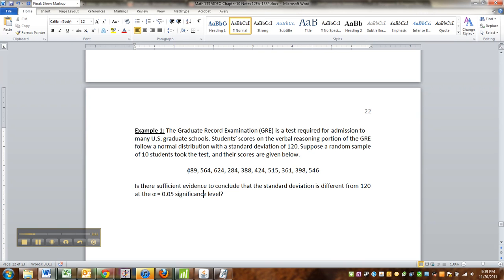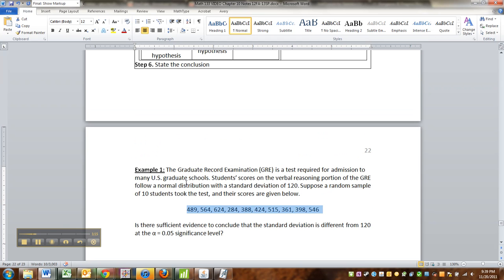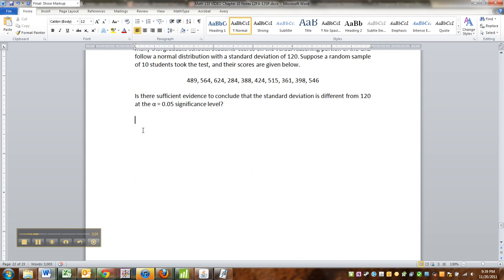All right, so a couple of things. One, it's a small sample, but that's okay because they tell us that it's normally distributed. If they didn't, we would have to do a normal probability plot of this data and double check. But they gave it to us, so life is grand. So let's begin, shall we?